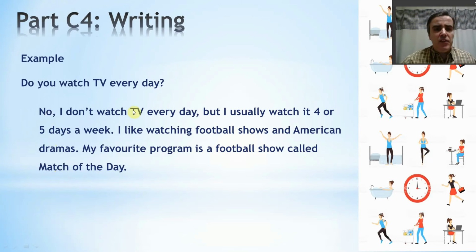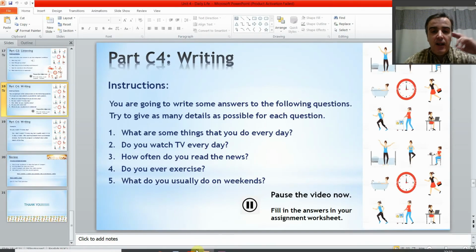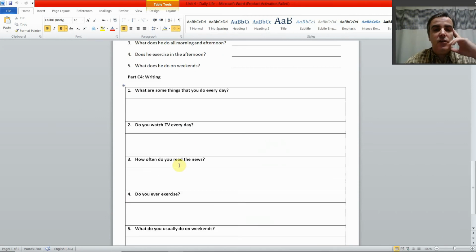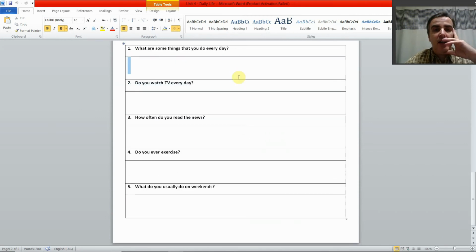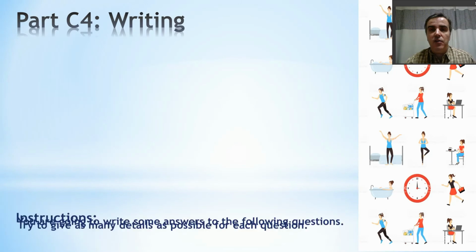So I've answered the question here. I've given a little bit extra information, how often I do watch it. I told you the type of TV shows and also my favorite program. So I would like you to do something similar for all of these questions. Answer the question, and then for each one, give a little bit of extra detail. You've got lots of space in your handout here to write your answers. So everybody pause the video just now and write your answers.